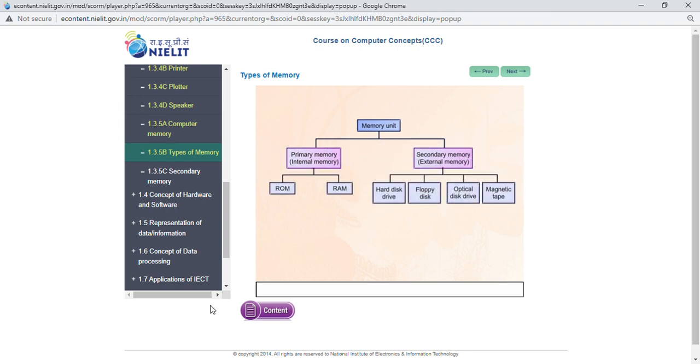Under primary memory: ROM, RAM. Under secondary memory: hard disk drive, floppy disk, optical disk drive, magnetic tape. Under ROM: PROM, EPROM, EEPROM. Under RAM: static RAM, dynamic RAM. Under optical disk: CD, DVD.